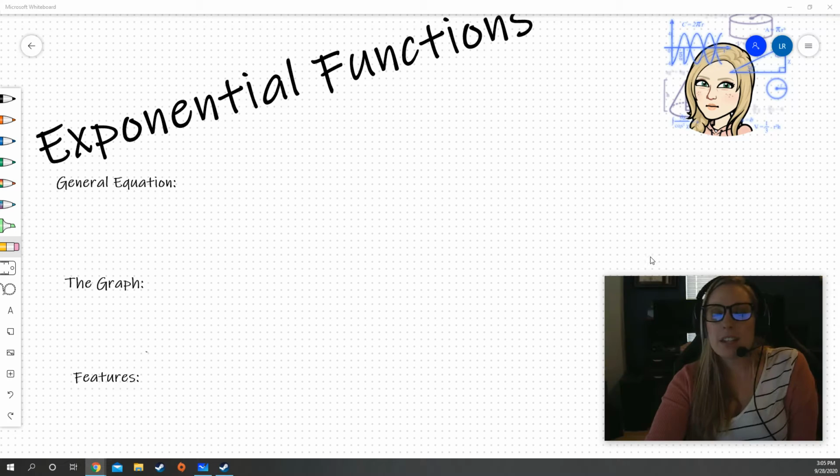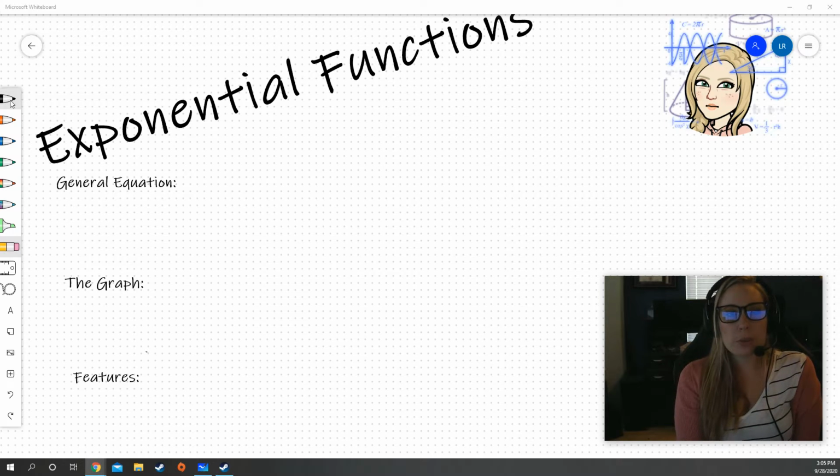Hi everyone. In this episode of Types of Functions, we are going to talk about exponential functions. So the general equation for an exponential function looks something like this.